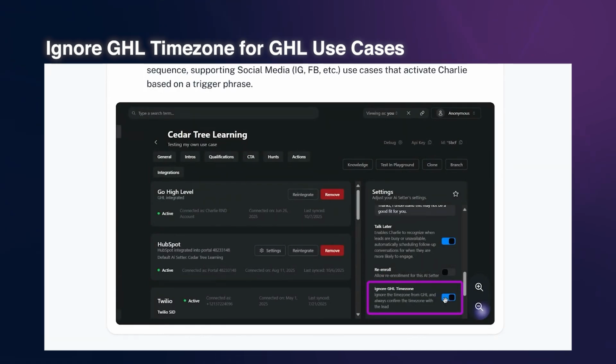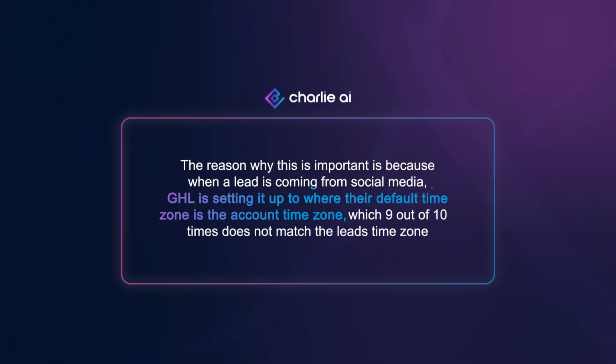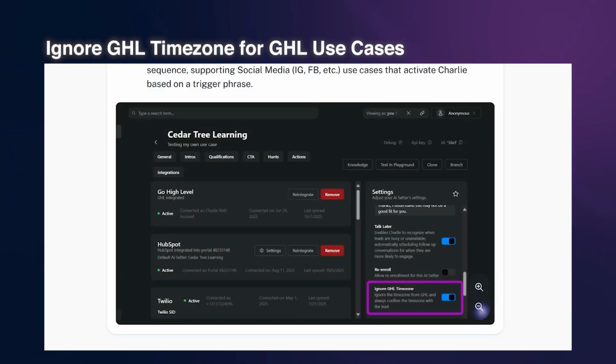When this is on, Charlie will ignore the time zone from the CRM and specifically ask the lead what their time zone is, and then update and book them based on the time zone that the lead communicates. The reason this is important is that when a lead is coming from social media, GHL sets their default time zone to the account time zone, which 9 out of 10 times does not match the lead's time zone. So this allows Charlie to get the time zone directly from the lead to ensure that when a conversation books them onto the calendar, it does so at a time that actually works for the lead.